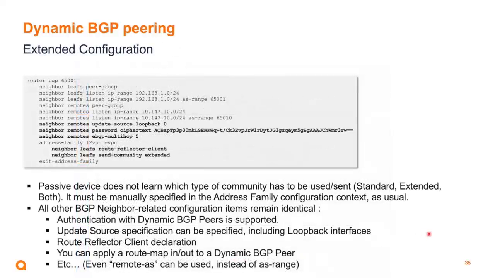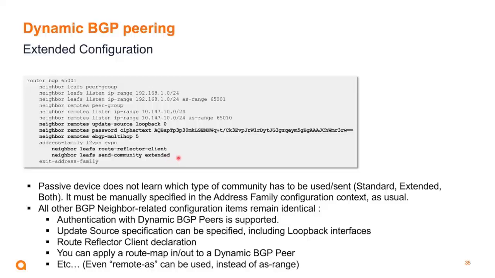So another point of configuration is the fact that for a given address family, if you need to use a specific community, you need to specify it in the address family context, just like with static neighbors. So you can see here that we can use the neighbor, so the peer group that we have created, and we can configure the community that we want to use.